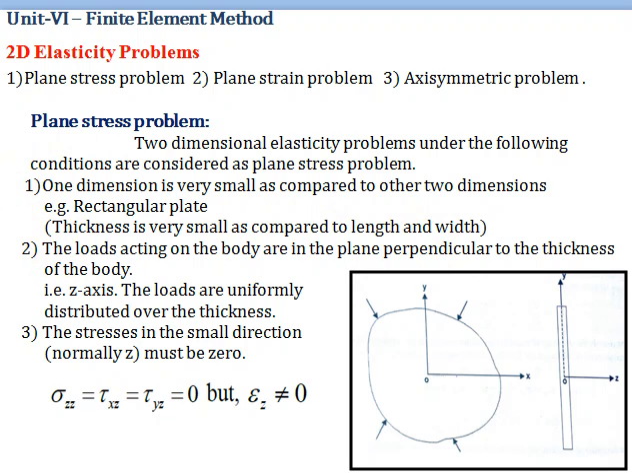Second, the load acting on the body is in the plane perpendicular to the thickness of the body, that is the z-axis. So the load is uniformly distributed over the thickness. And third, the stresses in the small direction, that is the z-axis, must be 0. So these are the conditions of the plane stress problem.